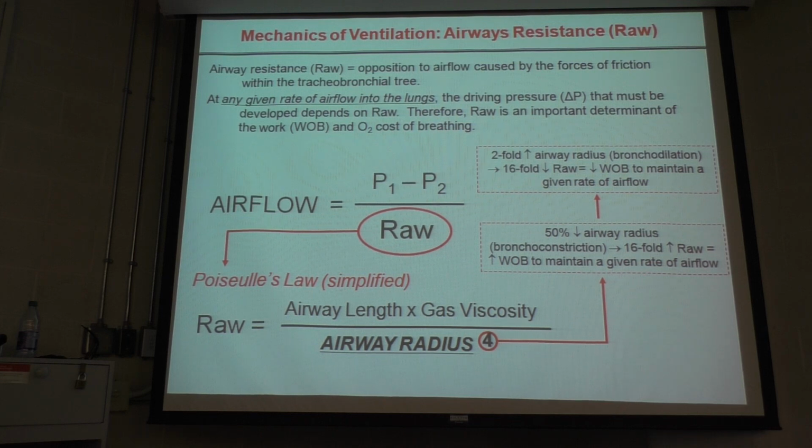So it's key to have an evaluation at a given rate of airflow into and out of the lungs. Changes in airway resistance will dictate the amount of pressure that the inspiratory pump muscles have to generate to create that pressure gradient to move air into and out of the lungs.